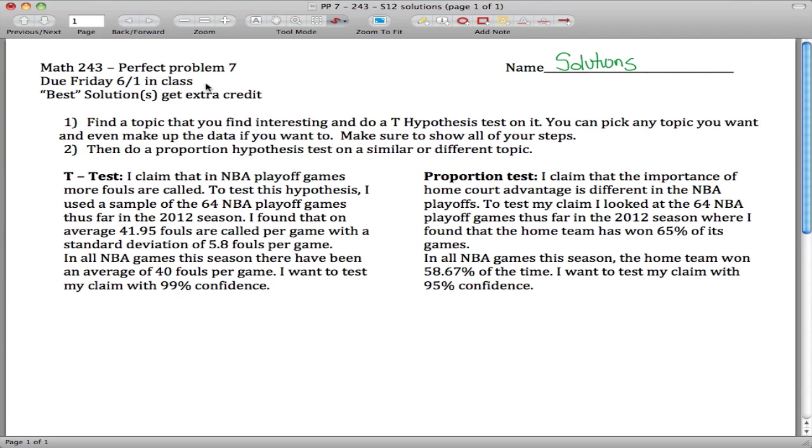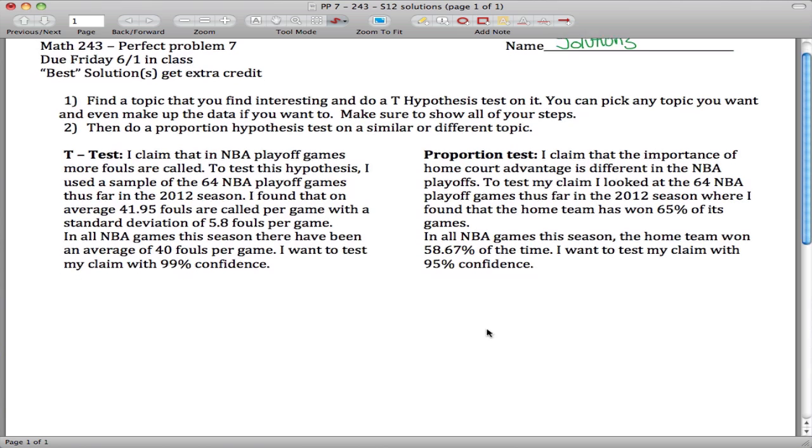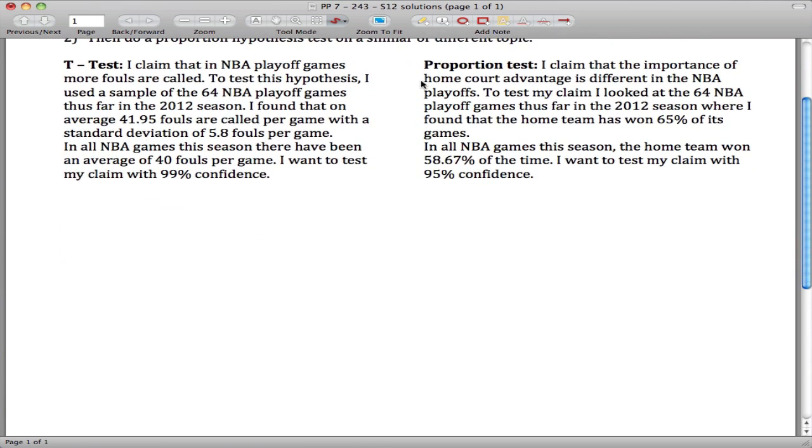Solutions, or one version of solutions, for problem 7 for 243. Basically, the idea here is I want you to do 2 hypothesis tests, one that's a t-test and one that's a proportion test. So kind of the next 2 topics that we're going over. We'll do these one at a time. Maybe I can squeeze them both into the same thing.